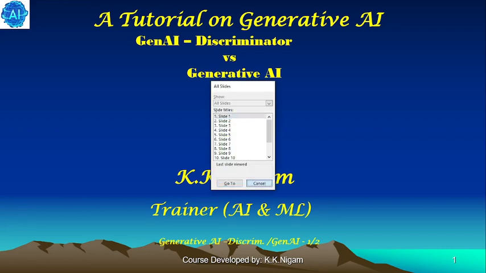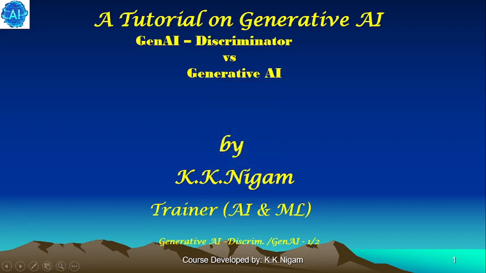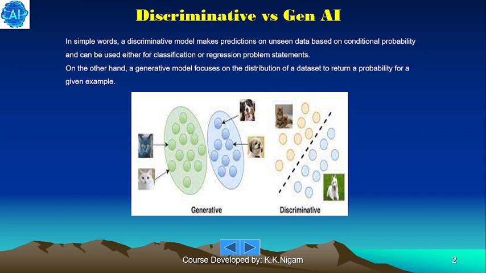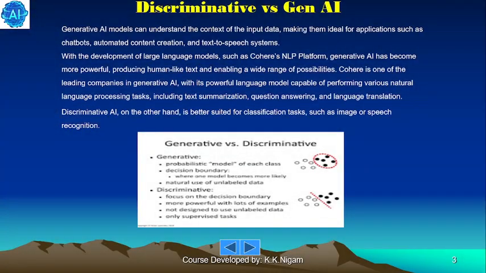So let's start with another tutorial, which is discriminative versus generative AI. In simple words, a discriminative model makes predictions on unseen data based on conditional probability and can be used either for classification or regression problem statements. On the other hand, a generative model focuses on the distribution of a dataset to return a probability for a given example.